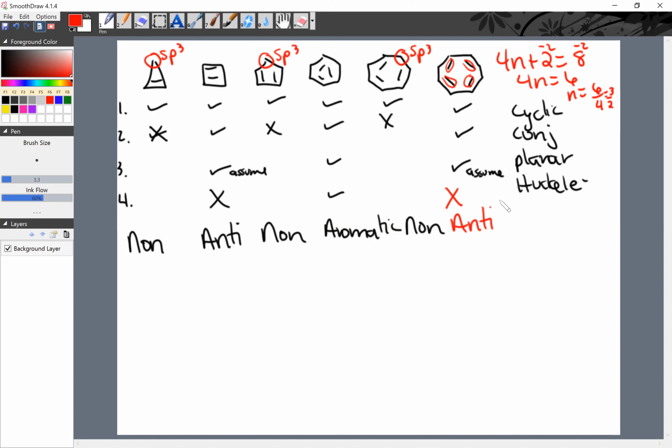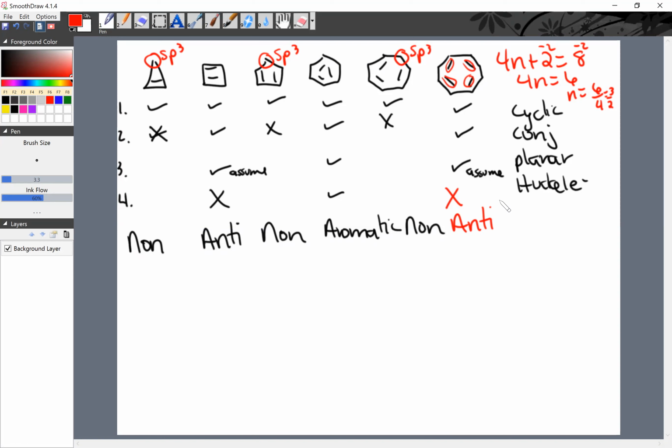So even if it was flat, and we didn't even really go into that issue, even if it was flat, it doesn't have the correct electrons. But if it's not flat, we would have said it was non. All right, so we are going to have to consider that flat issue. But assuming it is flat, it would just be considered anti. Oh, look, there's kind of a trend.